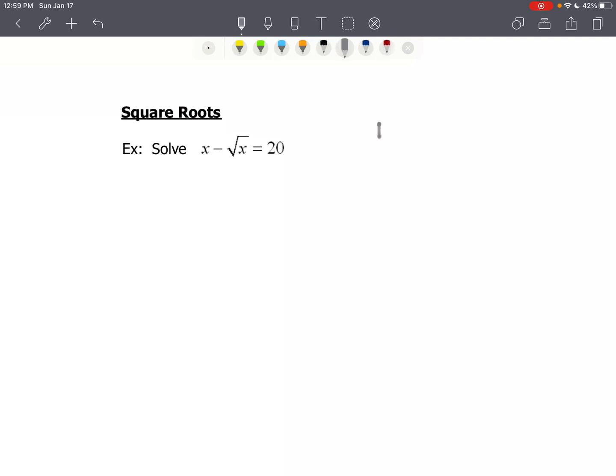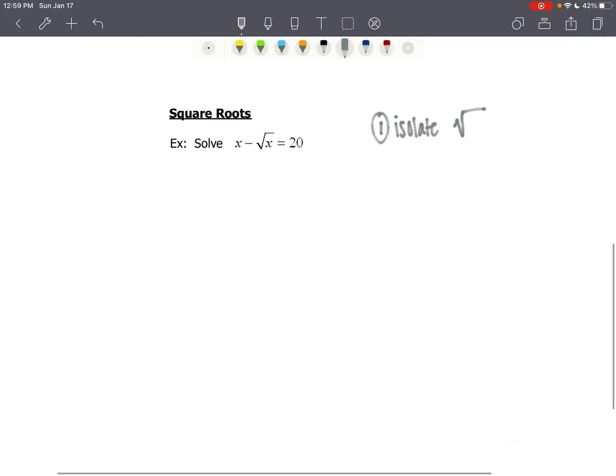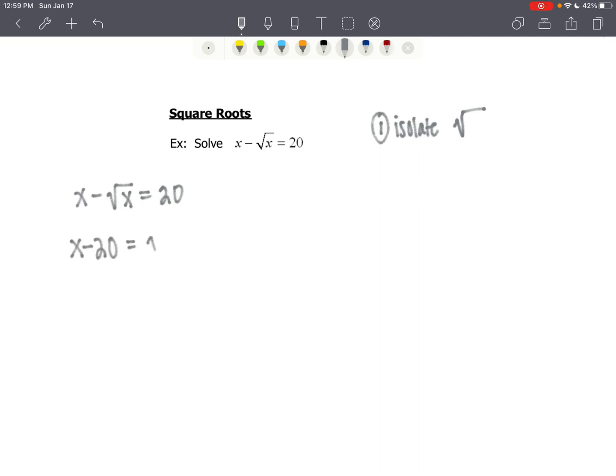Solving square root types, our first step is to isolate our radical. Just like we isolated our term that had our fractional exponent, which is also a radical, we're going to do the same thing here, except that they're actually giving us the radical. So my first step is to get that radical all by itself. I'm going to add it to the opposite side, and I'm going to subtract 20. So I've got x minus 20 equals the square root of x.